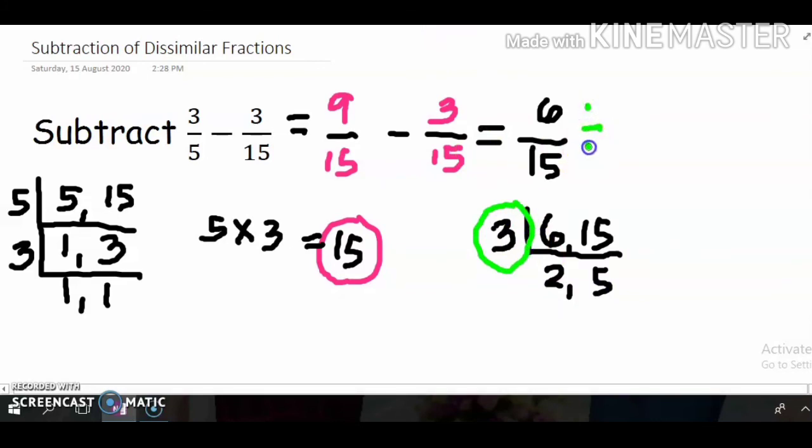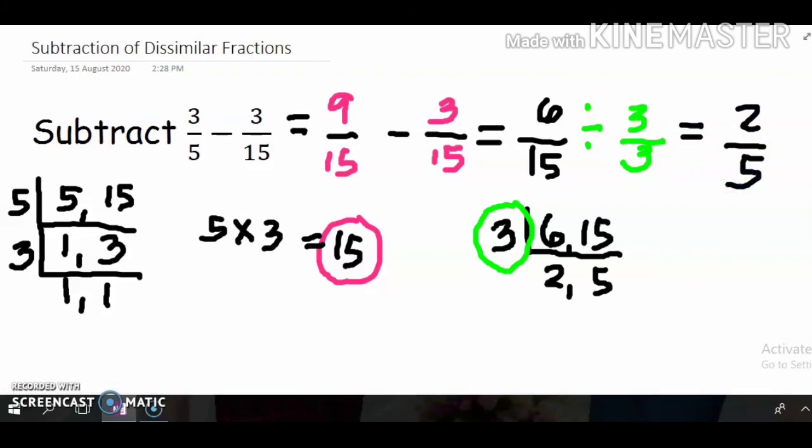Divide this by 3 to get the simplified answer. 6 divided by 3 ay 2. And 15 divided by 3 ay 5. Therefore, the final answer is 2 over 5.